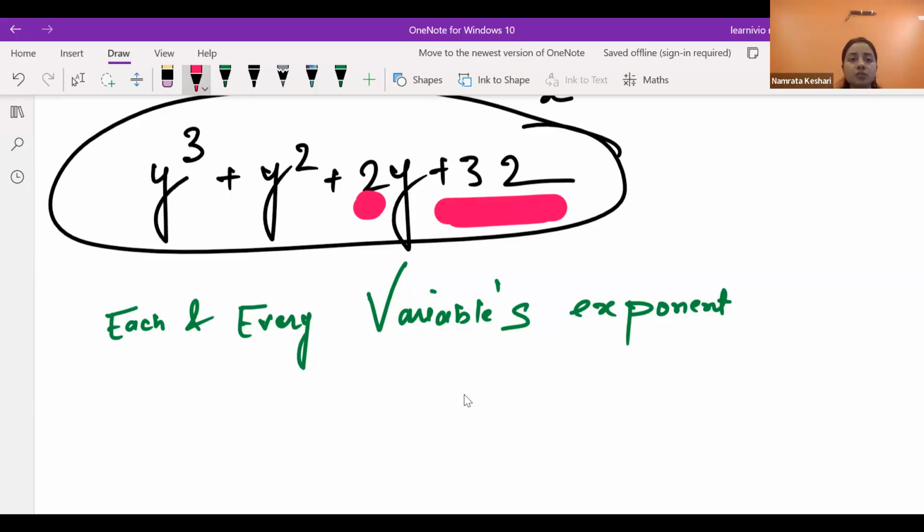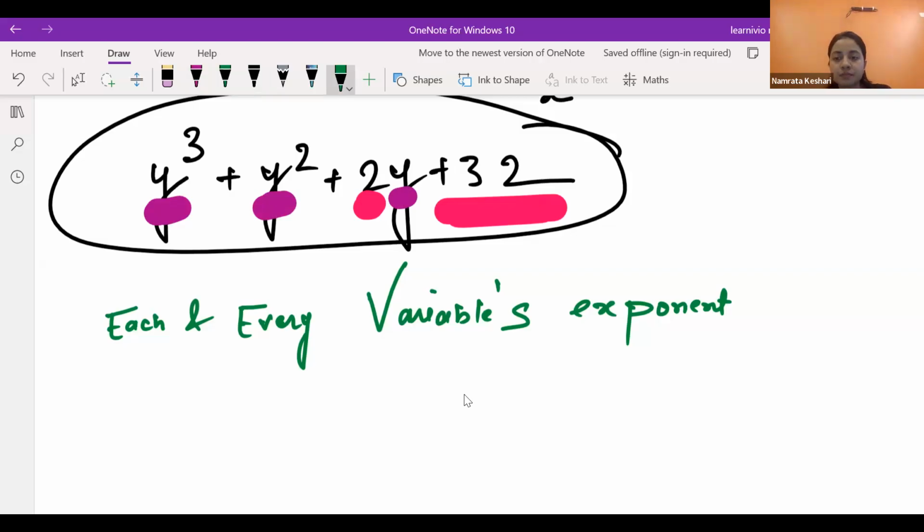Here you can see what the variables are. We can see so many y's over here. This is a variable, this is a variable, the purple one is a variable. Each and every variable's exponent we will be checking. Before proceeding with the exponent, is that a whole number or not? Can you tell me what is a whole number?